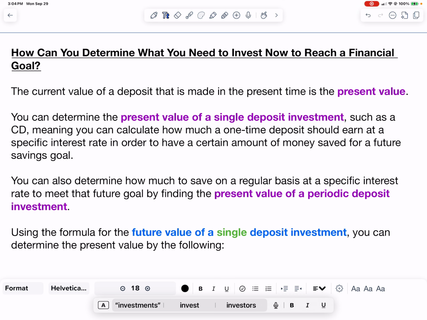So this is going to be multiple regular deposits at a specific interest rate to meet that future goal. And that is called the present value of a periodic deposit investment. Okay, so we're looking at present value of a single deposit investment and then present value of a periodic deposit investment. Now, if you were to use the formula for the future value of a single deposit investment that we learned in a previous lesson, you can determine the present value by the following.